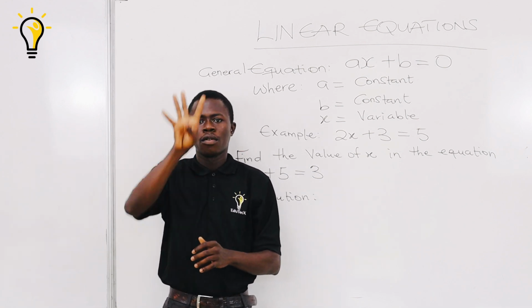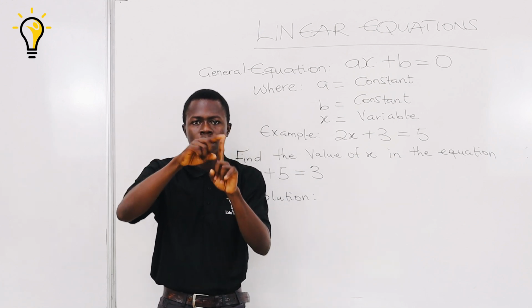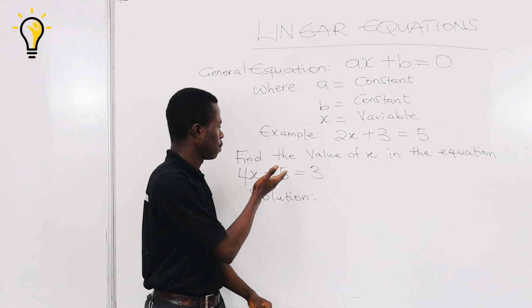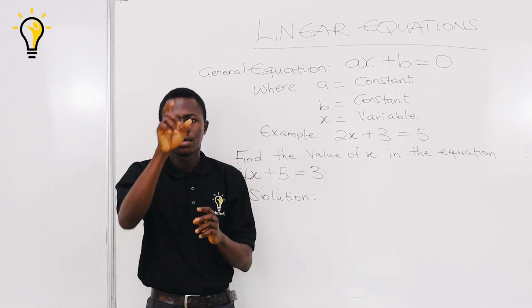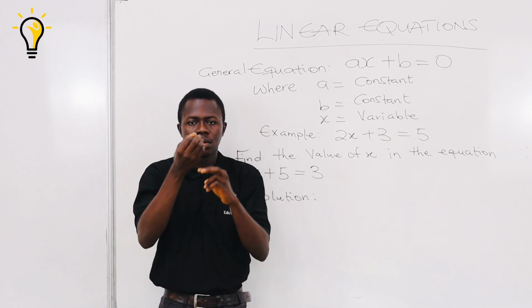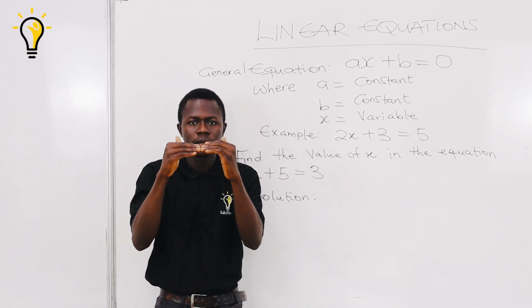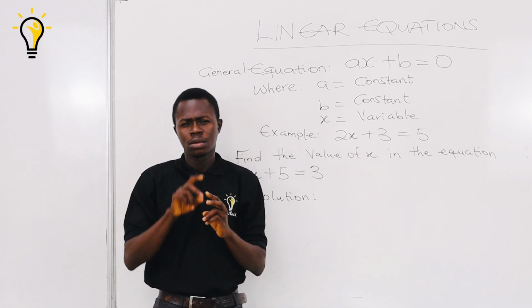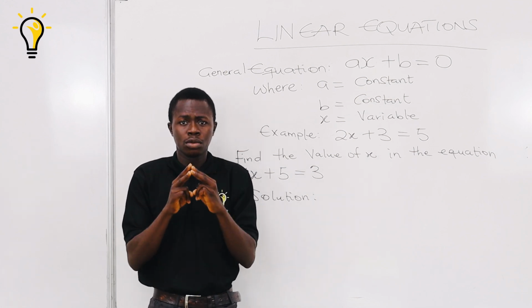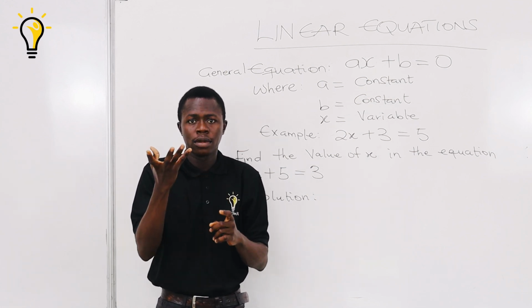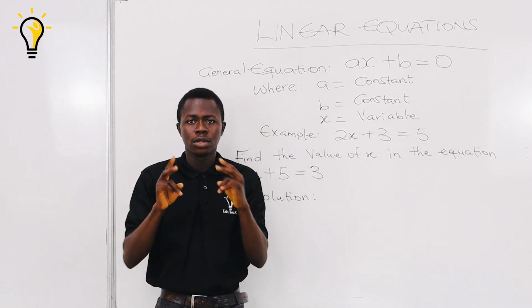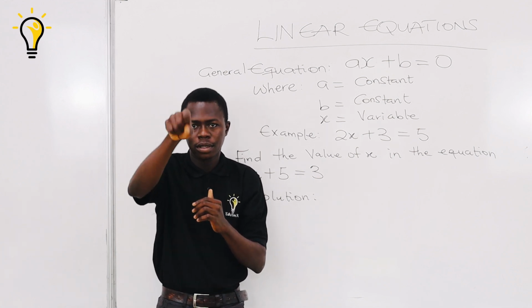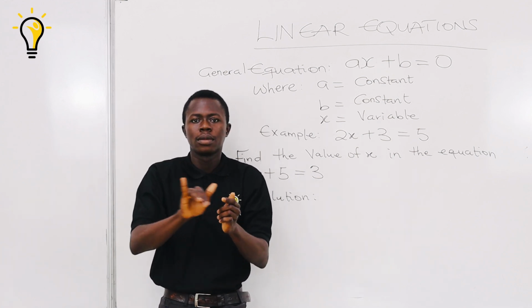So we have an example of another equation on the board. 4x plus 5 equals 3. This is fully expressed on the board, as you can see. And the question says, find the value of x in the equation 4x plus 5 equals 3. So how do we solve an equation like this? You remember we said we will follow the steps. Step 1, what did we say? Yes, we said we will group like terms.